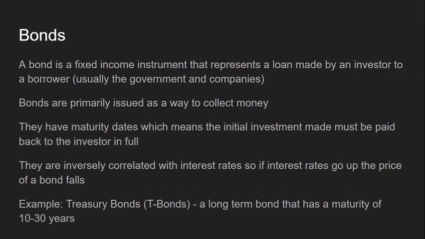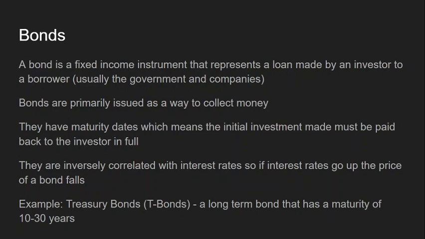Next up, we will be talking about bonds. A bond is a fixed income instrument that represents a loan made by an investor to a borrower, usually the government and various companies. Bonds are primarily issued as a way to collect money or capital very quickly. Bonds have maturity dates, which means the initial investment made by the investor must be paid back to the investor in full.